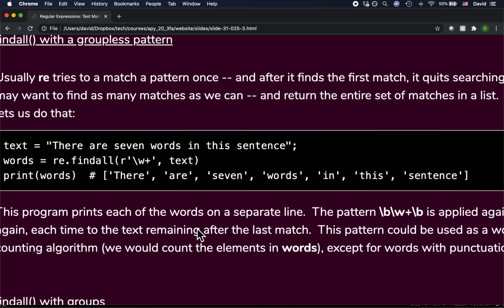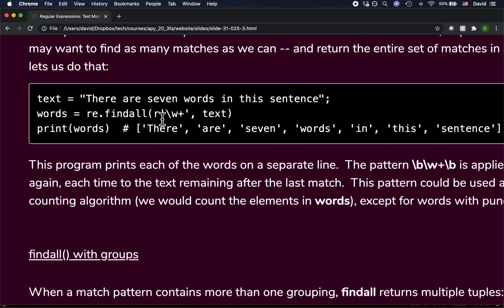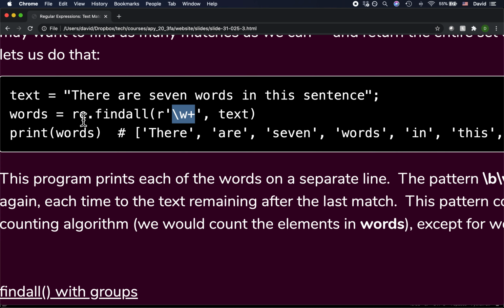Find all will find all of the matches within a text. This is looking for one or more word characters. Can you identify one or more word characters in this string? There's one or more word characters. There's one or more word characters, etc. If you use find all, it's actually going to pull them all.